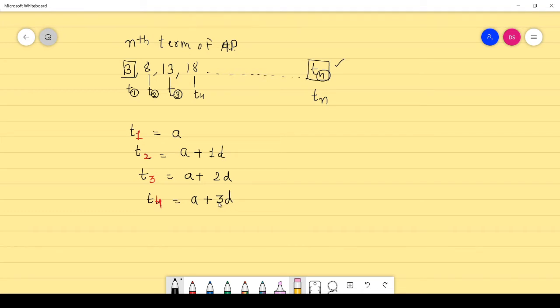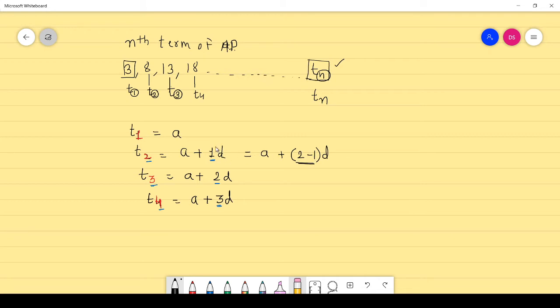Now I just want to write this 1 in the form of 2, this 2 in the form of 3, and this 3 in the form of 4. Let's check it out. A will be written as it is. 1 can be written in terms of 2, that is, 2 minus 1 is 1. So this value will be equal to 1.